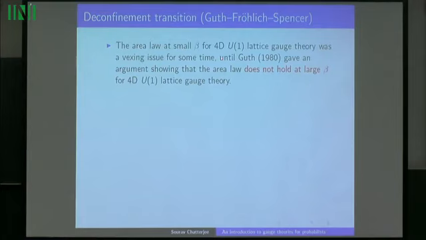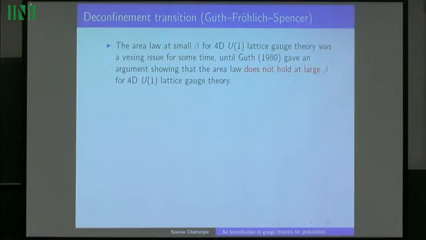Now the area law at small beta for 4D U1 lattice gauge theory. This was quite confusing to people for a while. On the one hand, you shouldn't have confinement in an abelian U1 theory in 4 dimensions. On the other hand, the area law was proved.